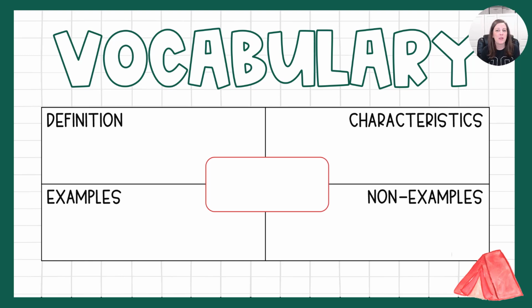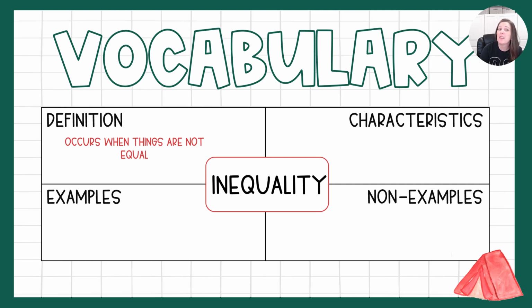Let's go ahead and dive in with some vocabulary. We have a Frayer model here so that we can get a lot of information about an inequality. If we're going to solve them, we have to know what they are. So let's just take a peek at that word inequality. What do you see there? You see equal, okay? But it has a prefix of in. What does that prefix in mean? Yeah, it means not equal, right? So the definition of inequality is it occurs when things are not equal, okay?